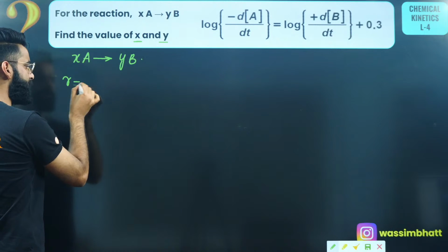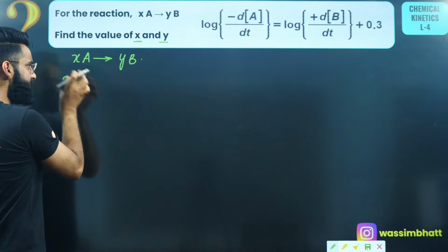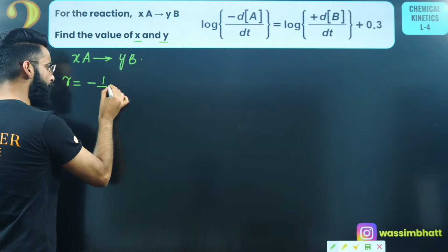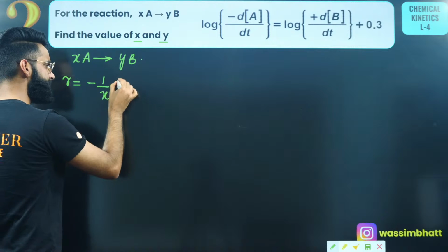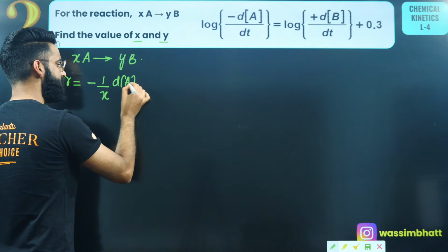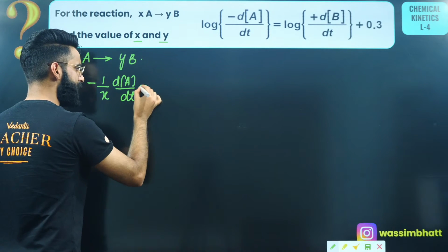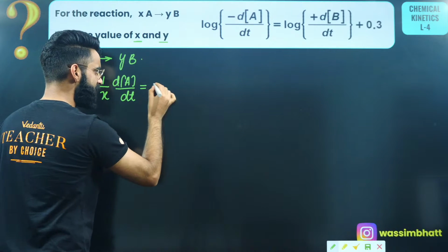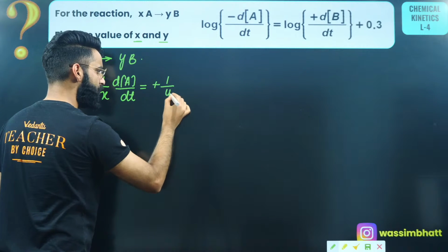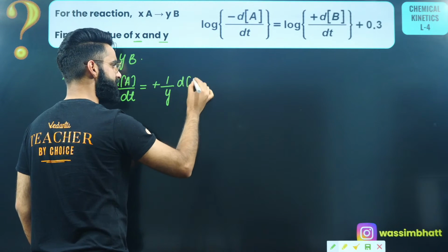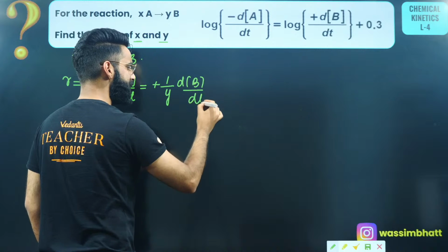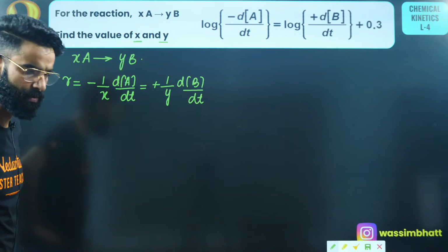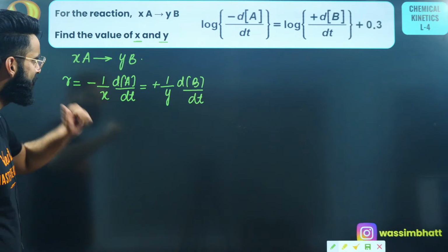Rate of reaction will be equal to, with respect to A, where A is the reactant, I'll start with a minus sign, 1 divided by the stoichiometric coefficient of A, that's x, change in the concentration of A divided by dt, which will also be equal to, with respect to B, which is the product, a positive sign, 1 divided by the stoichiometric coefficient of B, that's y, change in the concentration of B divided by dt. This is your differential rate expression for this balanced chemical equation which is given to me. Now we will understand.